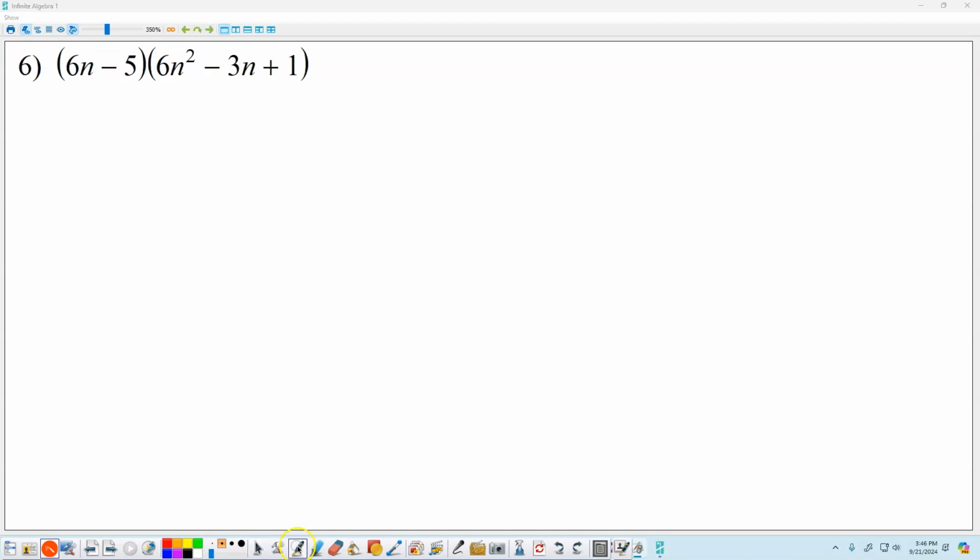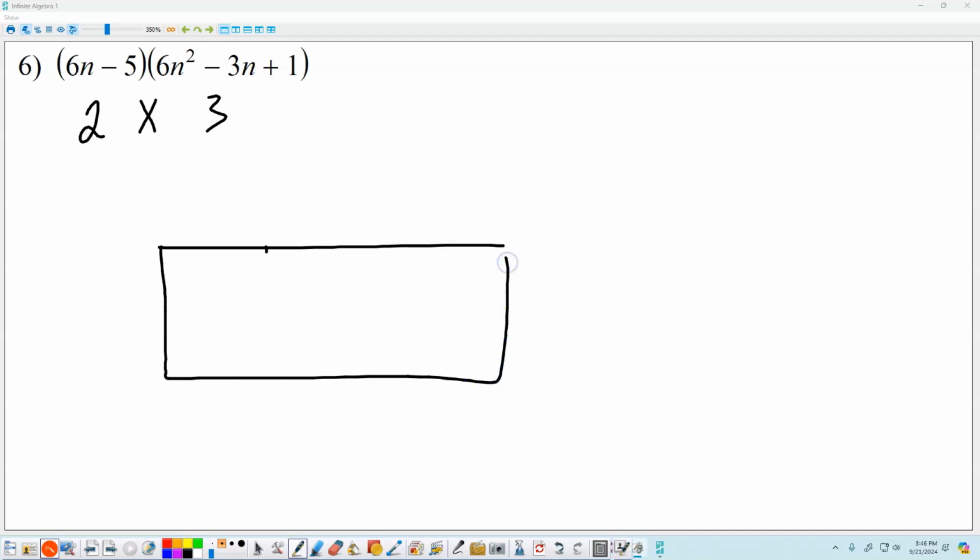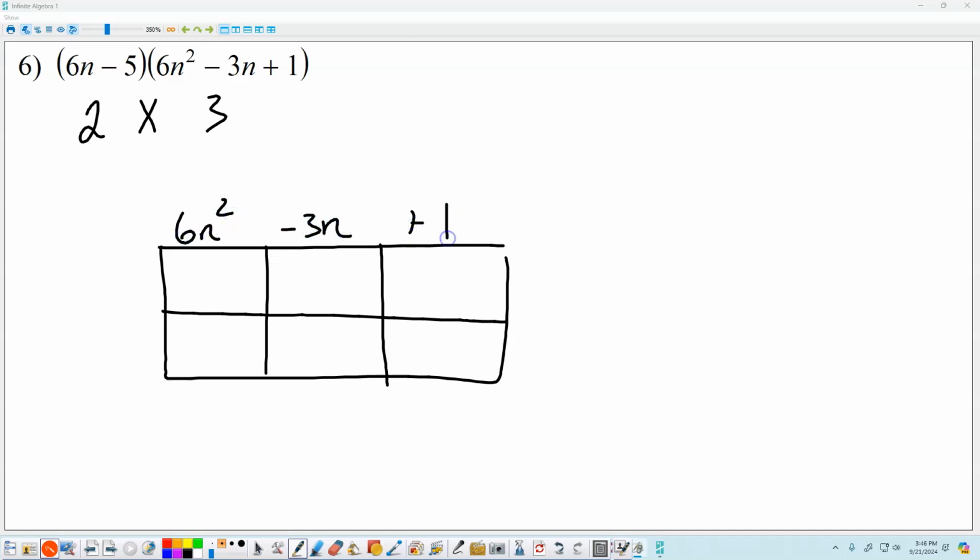Number 6, this time we're doing a binomial times a trinomial, which means we need to have a 2 by 3 box. So I'll make my box 3 spaces wide and 2 spaces high. Along the top, I'll put the trinomial. And down the side, I'll go ahead and put the binomial. And we'll go ahead and multiply to fill in our box in a manner similar to what we did on the last problem.